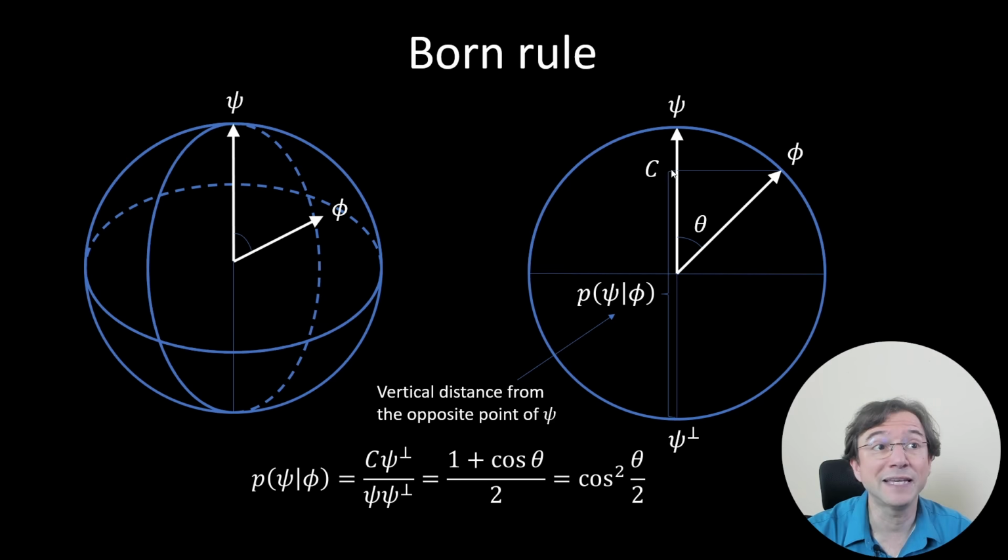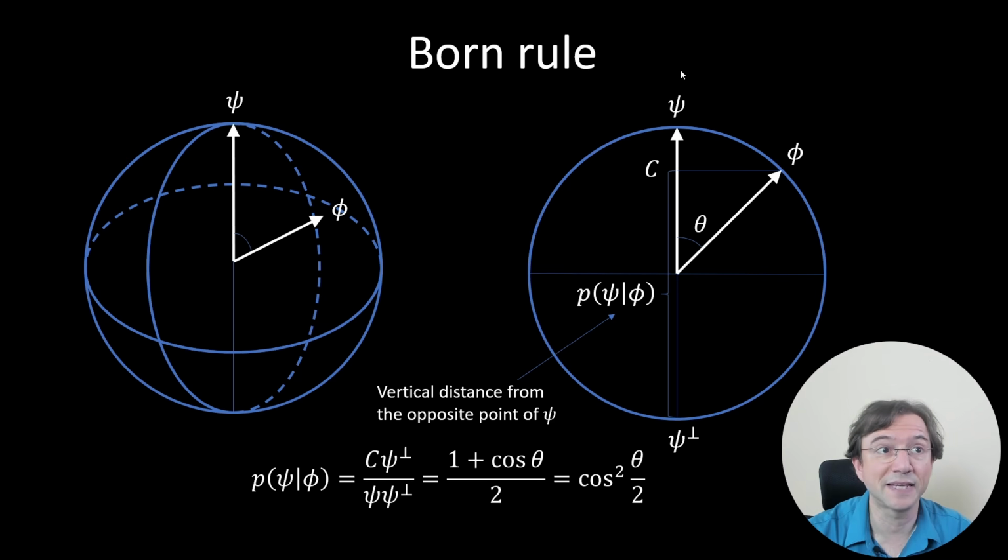Now, this probability has to be normalized by the diameter, which will be 2. So really the probability is the distance between C and psi perp divided by the distance between psi and psi perp. So technically this distance is twice the probability, but I think intuitively this distance is the probability, it's just a normalization, and so I will use p here even if the distance is 2p, and then when we do the calculation we make it precise.